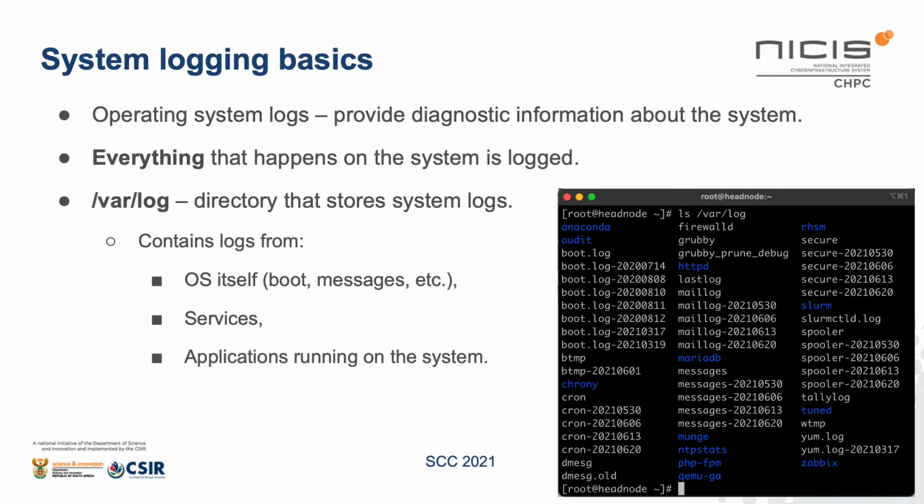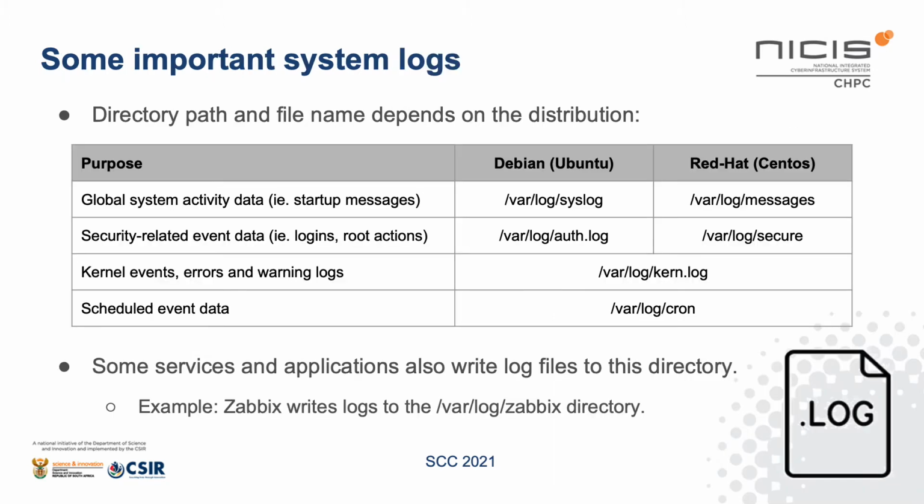This directory contains logs from the operating system itself, from the active services, and from various applications running on the system. There are a number of important log files to be aware of that are invaluable for system debugging in Linux. The name of and the path to each of these can be different depending on whether you are using a Debian-based distribution, like Ubuntu, or a Red Hat-based distribution, such as CentOS.